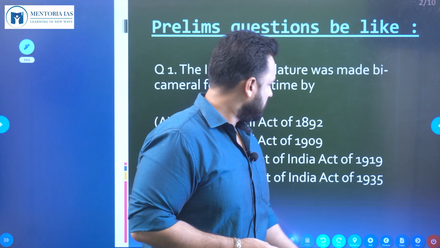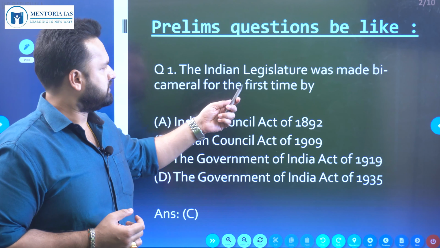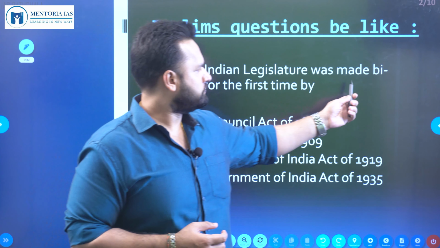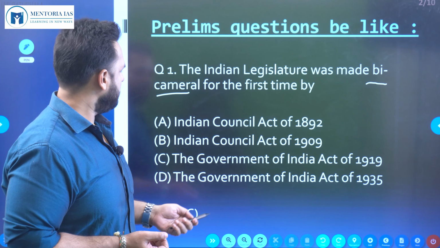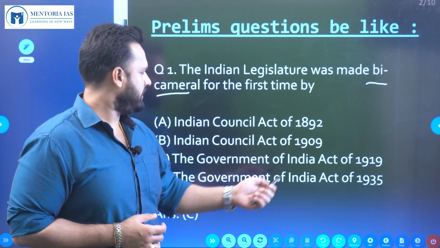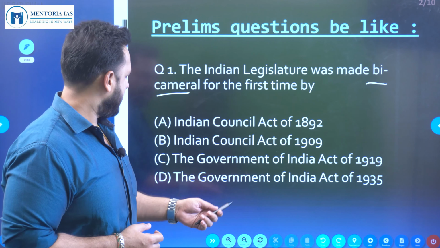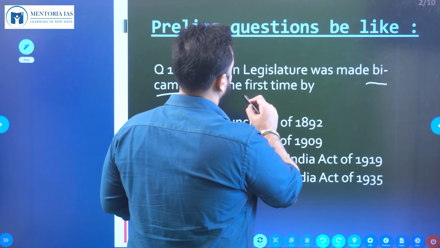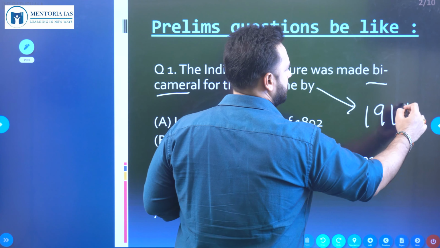Let us have a look at the prelims based question. The Indian legislature was made bicameral for the first time by which act? The options are Indian Council Act 1892, Indian Council Act 1909, the Government of India Act 1919, and the Government of India Act 1935. Bicameralism was introduced for the first time by the Act of 1919.